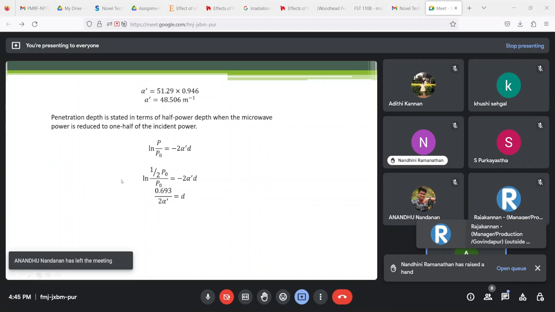This particular formula is only applicable for half power depth. This is applicable for the entire food material. I hope this is clear. So alpha dash you are substituting as 48.5. From there you calculate what is the half power depth, which is 7.1 millimeters. So the answer is option D.